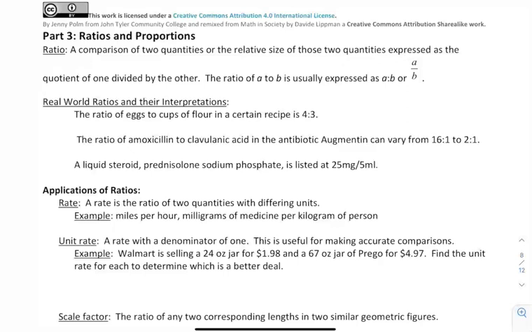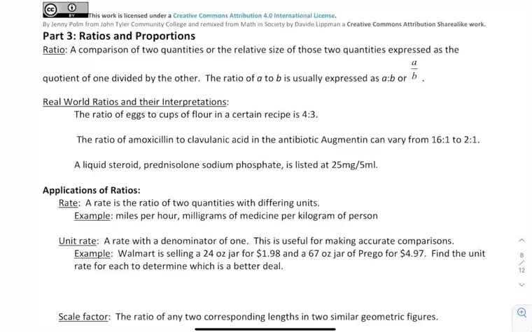Let's also take a look at ratios and proportions. So a ratio is just a comparison of two quantities, or it's the relative size of those two quantities expressed as a quotient of one divided by the other. So ratios are often written as A:B or A divided by B. A ratio is a type of fraction. So where might we see ratios?